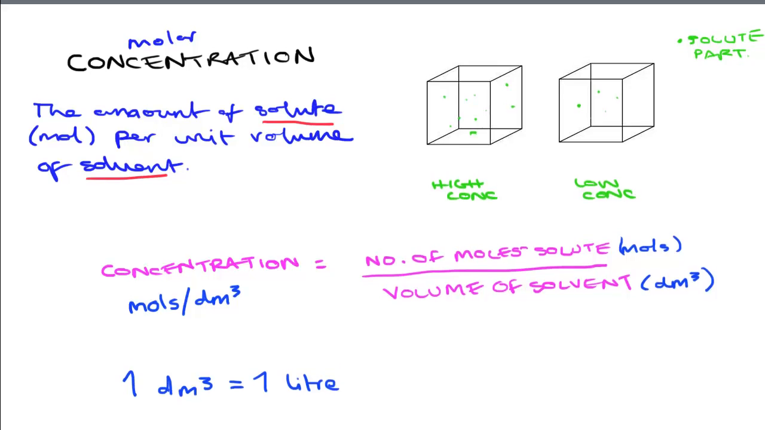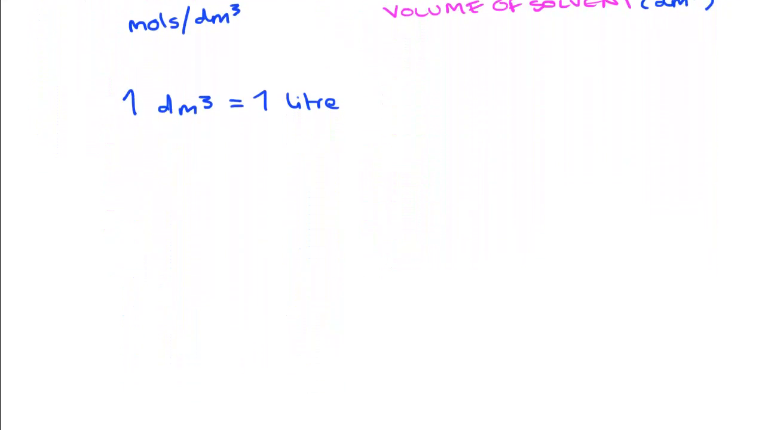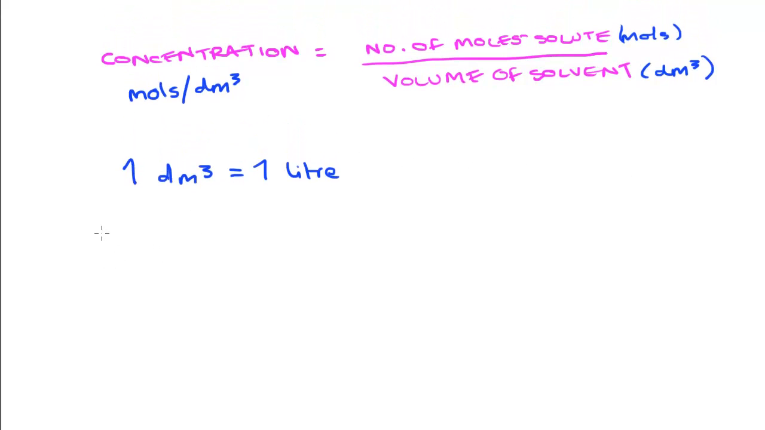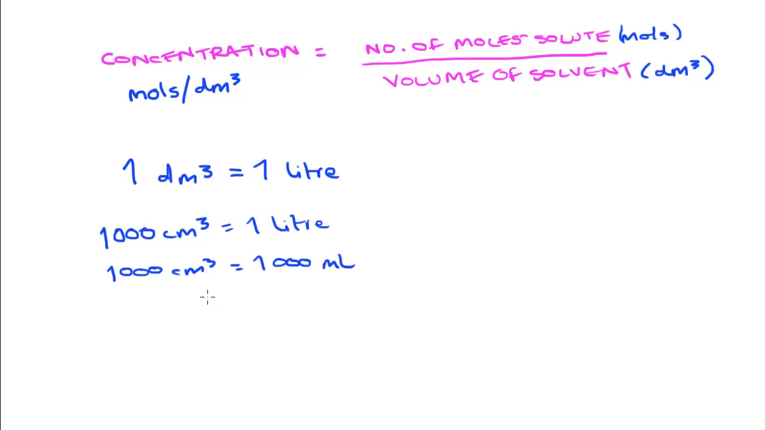Well, there's a couple of quantities we should all be familiar with when it comes to talking about volumes. Let me just leave that equation there. We should all know that there are basically 1,000 centimeters cubed in 1 litre. I think we're all familiar with that. So we can say that 1,000 centimeters cubed equals 1,000 milliliters. Agreed? So that must mean that 1 centimeter cubed equals 1 milliliter.